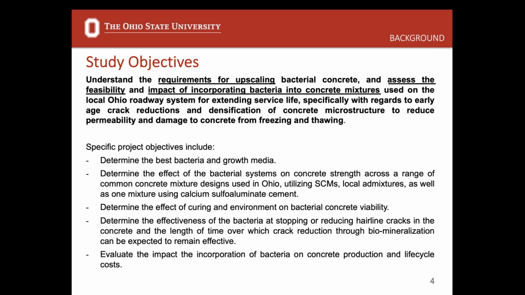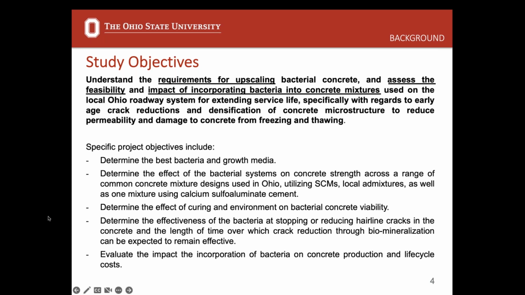So specifically, in order to meet those goals, we wanted to look at what the best bacteria is and what's available in Ohio, and what growth media to use to grow the bacteria and feed the bacteria so it will precipitate calcium carbonate. We wanted to determine the overall effect the bacteria would have on things like strength, sorptivity and porosity of the concrete. And we also wanted to see if we could use similar concrete mixes as we are already using in Ohio, so things like a QC1 DOT mix and typical admixtures. And we also investigated the use of calcium sulfoaluminate cement.